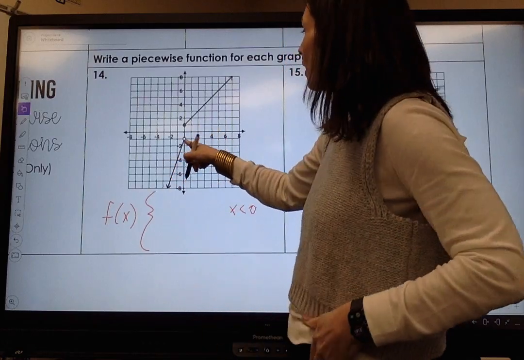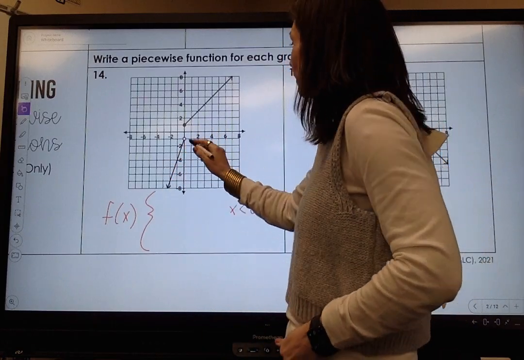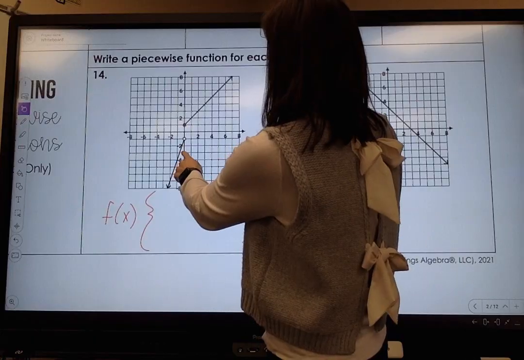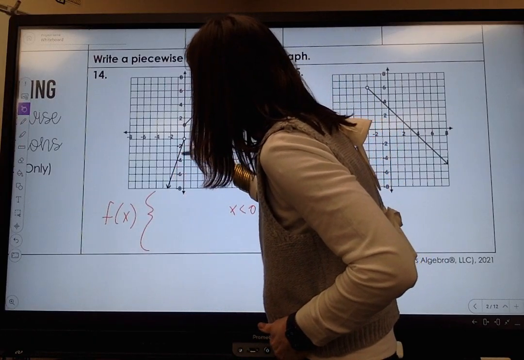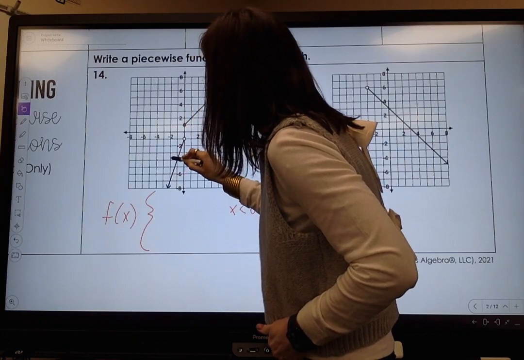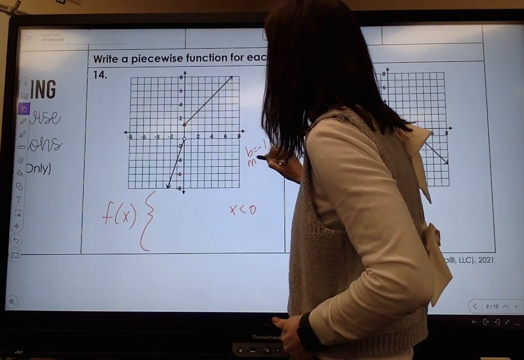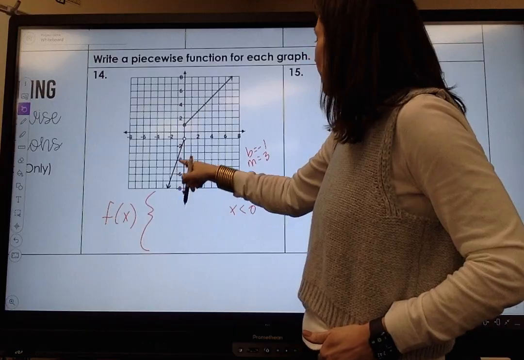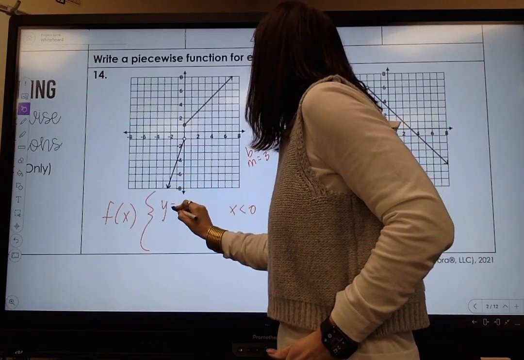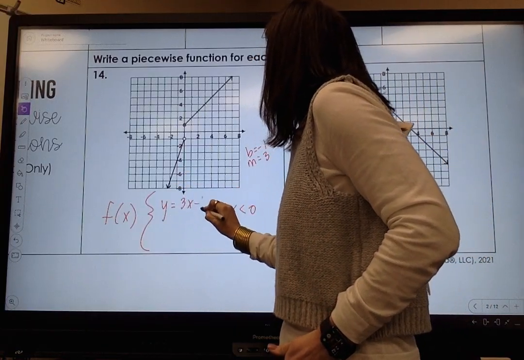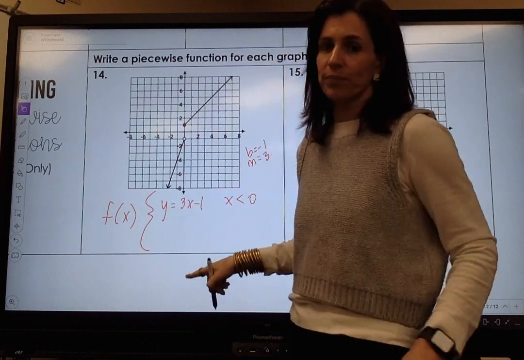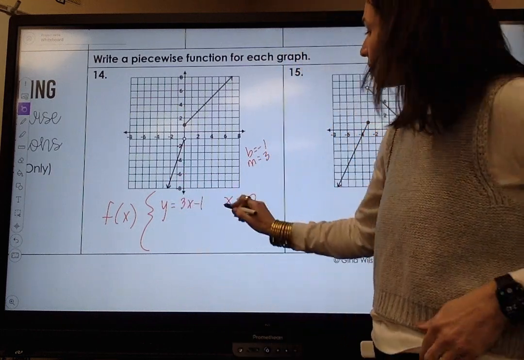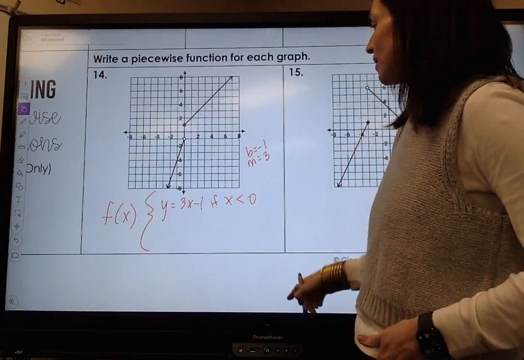Okay, so let's look here. My beginning point is negative 1. And my slope is going to be positive. It's going to go up 3 over 1, up 3 over 1. So my slope is 3. So the line here is y equals 3x minus 1 when x is less than 0. Okay, that's my first one, if x is less than 0.